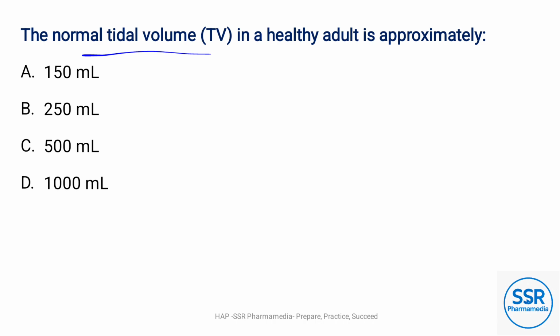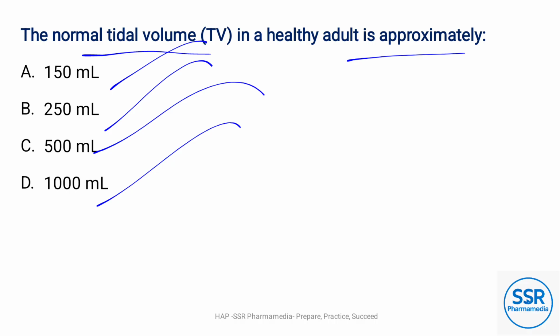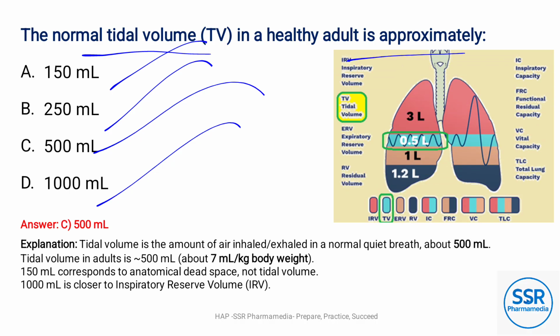Next, the normal tidal volume in a healthy adult is approximately: option A, 150 ml; option B, 250 ml; option C, 500 ml; option D, 1000 ml. So the answer is option C, 500 ml. Tidal volume is 500 ml, that means 0.5 liter.